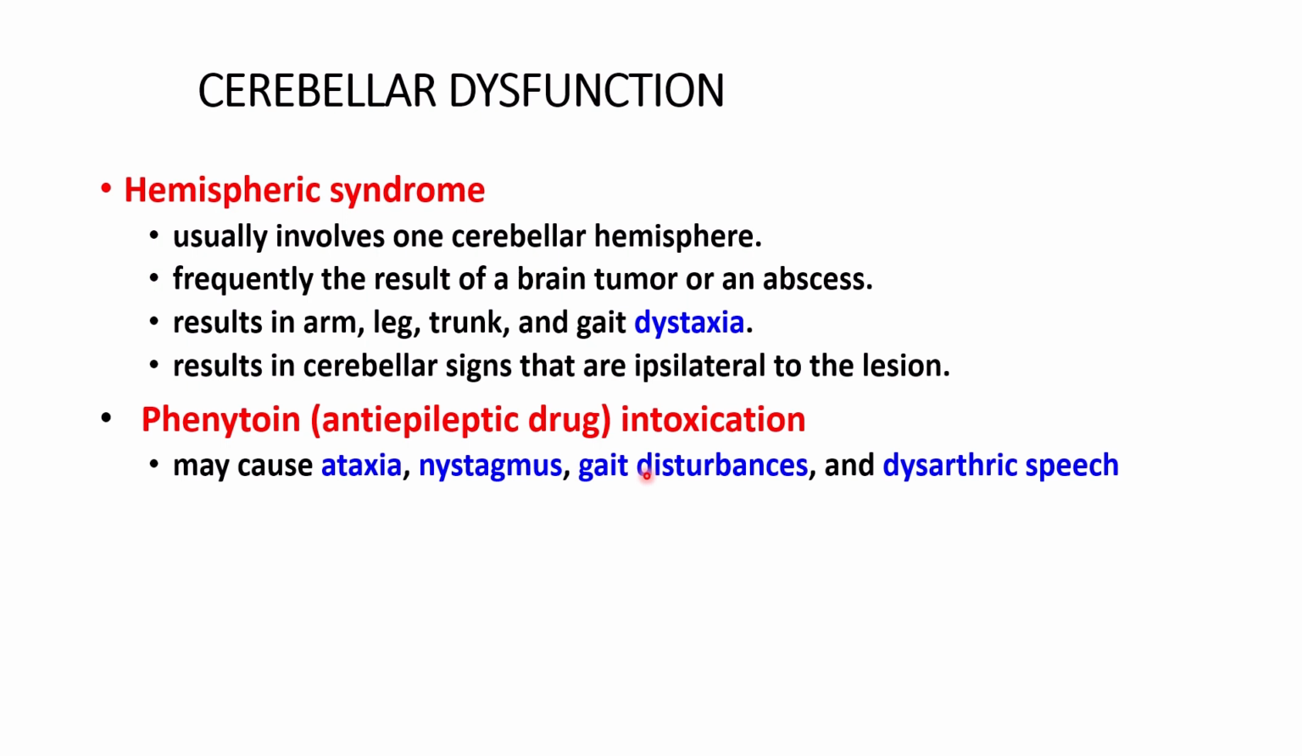Hemispheric syndrome, as the name makes obvious, is in the hemispheres, and usually is a space-occupying lesion like an abscess or a tumor, or it can be a hematoma. There is dystaxia or ataxia in different parts of the body. It can be in the upper limb or lower limb or in the trunk. And usually the lesion is ipsilateral because the fibers from the cerebellum usually go to the ipsilateral side.